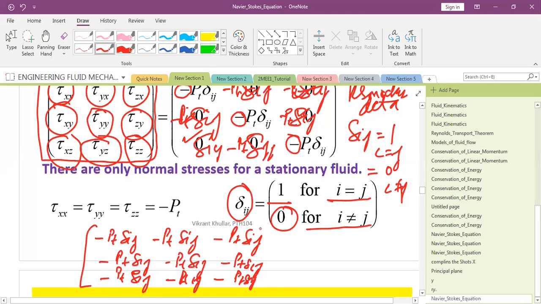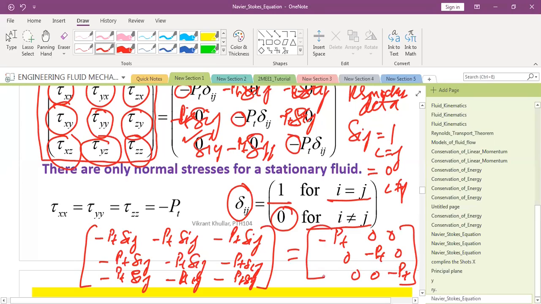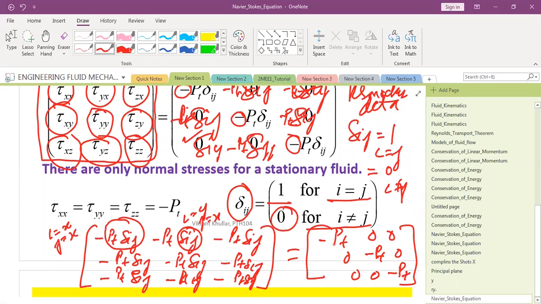So this is equivalent to saying what? This. Is this clear to you? Because what do I know? What are i and j for this entry? i is equal to x and j is equal to x. What about here? What is i here and what is j here for the second entry? i is y, j is x. So i is not equal to j, so this will turn to 0.